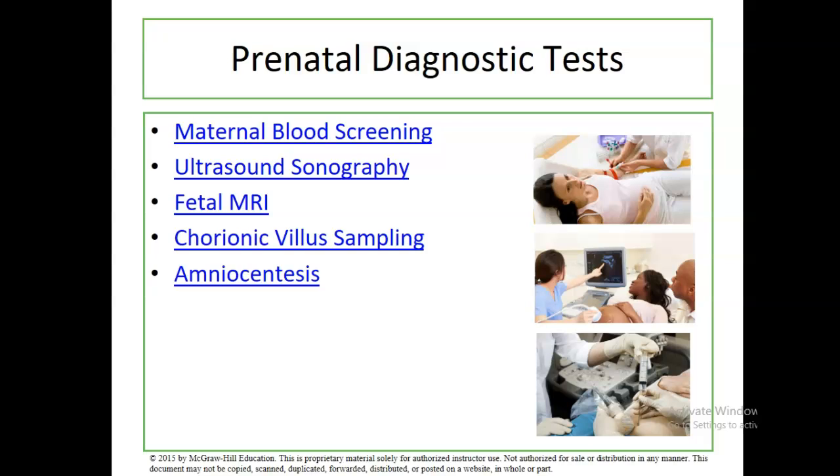Fetal MRIs are a more advanced graphic imaging technique. This is typically reserved for high-risk pregnancies, and maybe if a pregnant woman is involved in a car accident, and we need to get a more detailed image to make sure that everything is going as planned with a pregnancy.